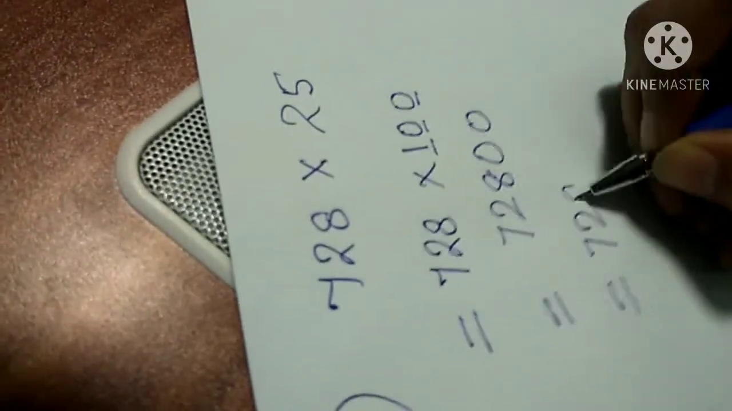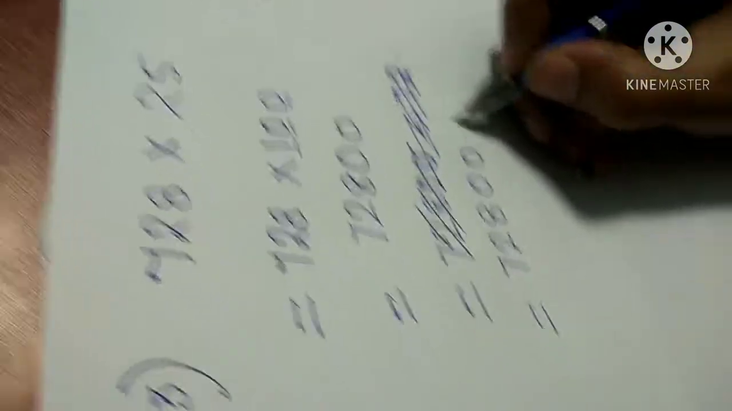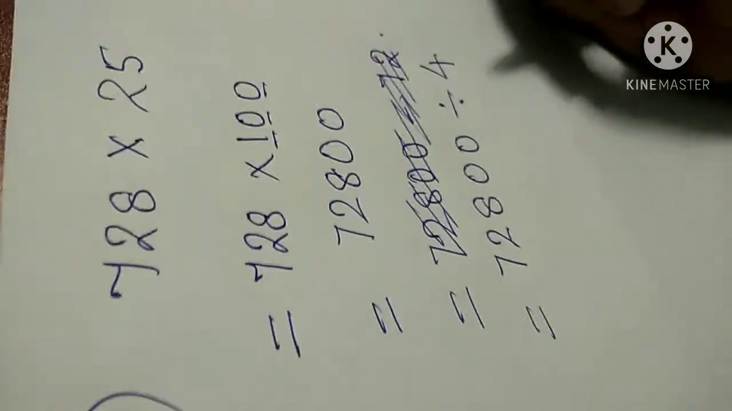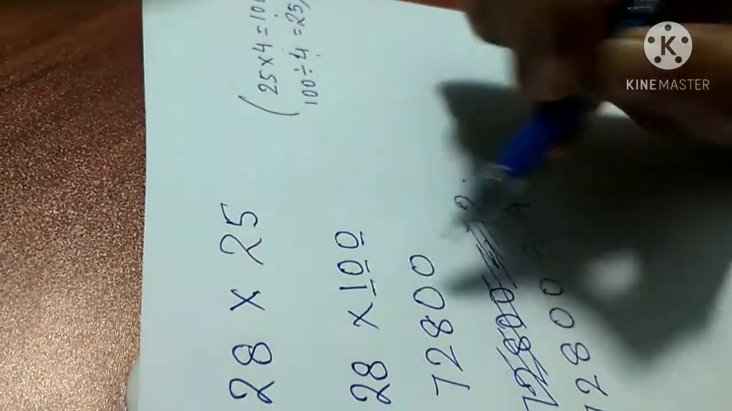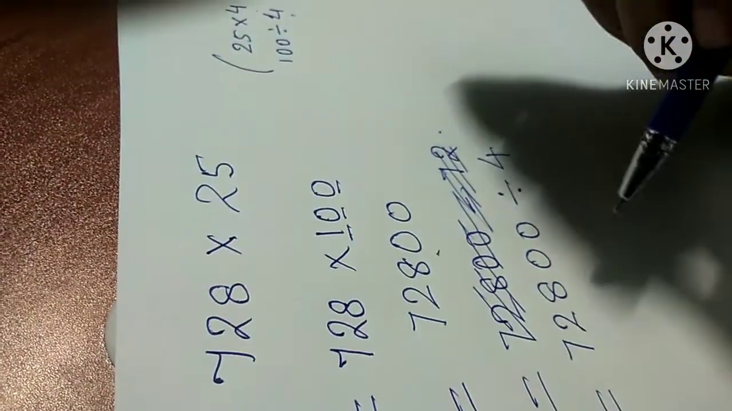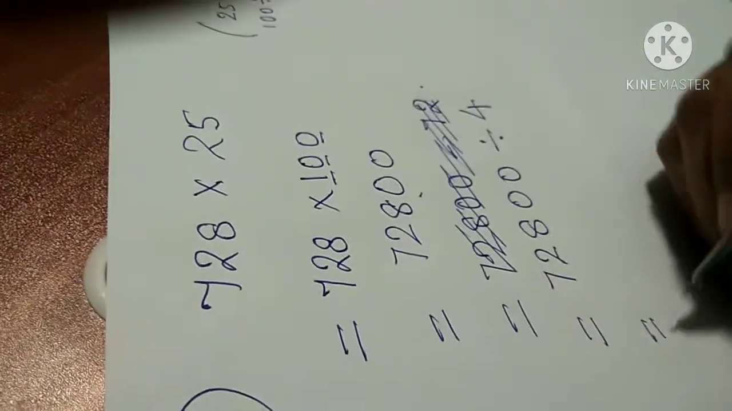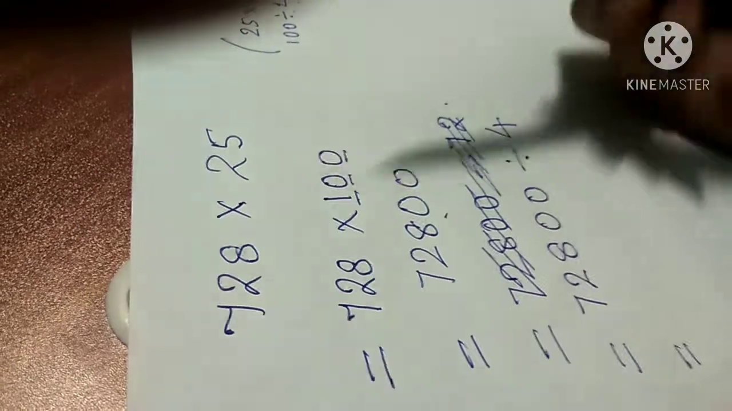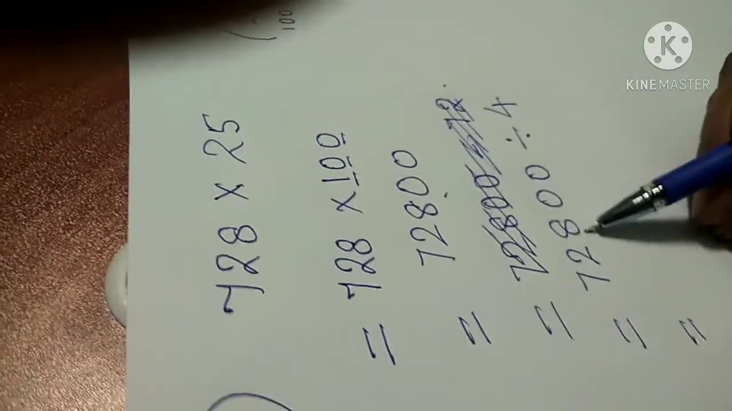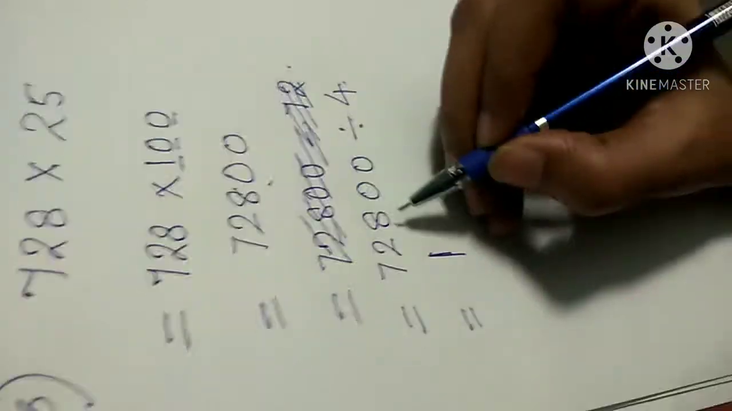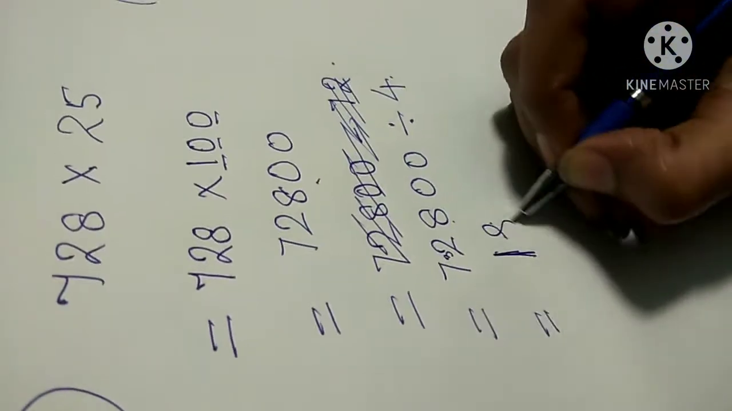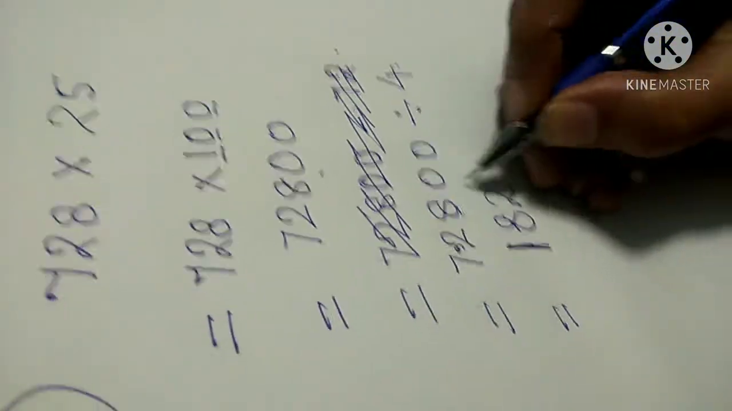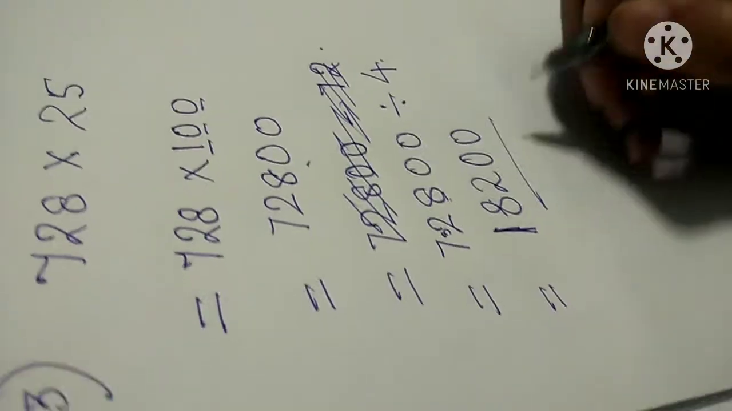Now I will divide this product by 4. Why so? Because 25 fours are 100. So if I divide 100 by 4, the answer is 25. So what I can do, I can multiply the number by 100 to get the product, and then I can divide the product by 4, which will give us actually 728 multiplied by 25. So when I divide 72800 by 4, you can immediately do it orally. 4 ones are 4, 3 left, so it became 32, 4 8s are 32, then 4 2s are 8, and then this 0 comes down. So this is the answer.